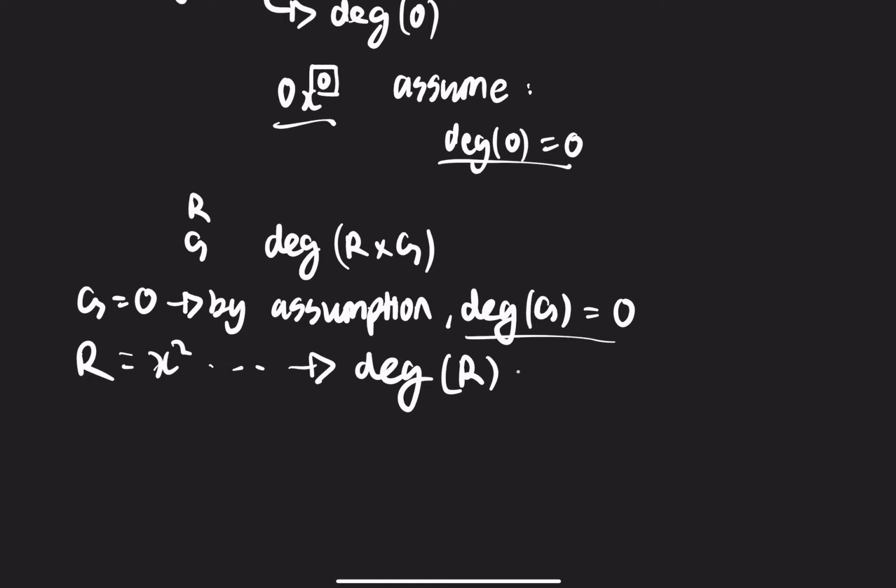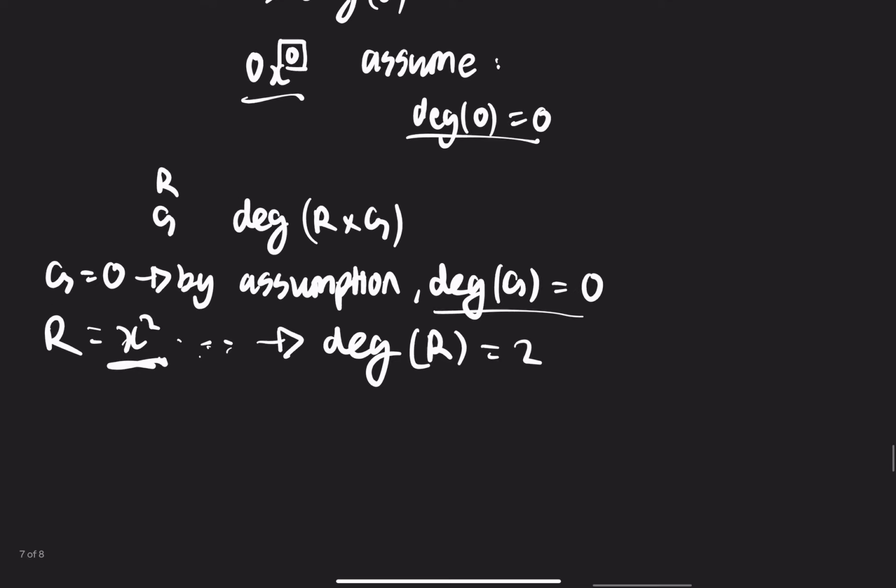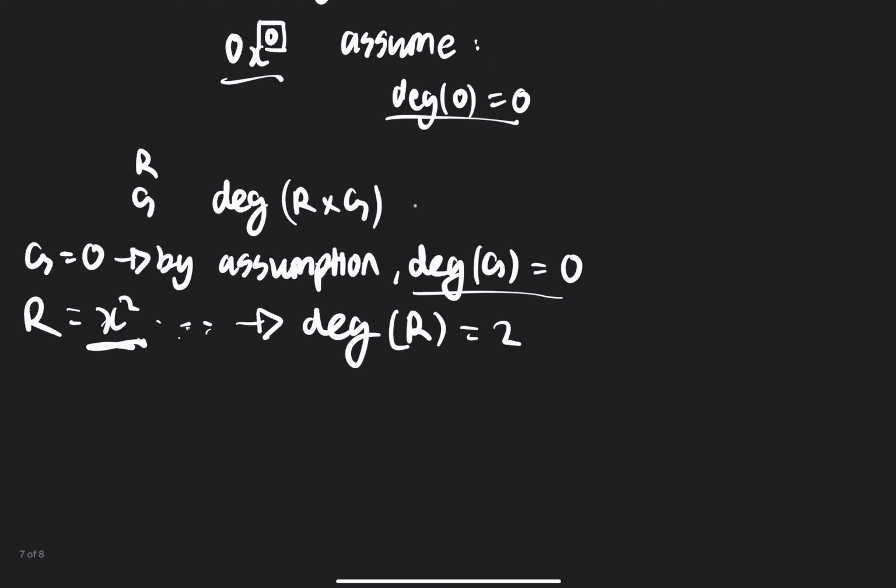So the degree of r is 2 because I've specified that the leading term of r is x squared, meaning that x squared is the largest power of x out of all of the other terms that we've got going on here. So yeah, degree of r is 2, degree of g is 0 by assumption. So our identity that we looked at earlier is that the degree of the product of two polynomials, in this case r and g, is equal to the sum of the degrees of the individual polynomials. So this is degree of r plus degree of g.